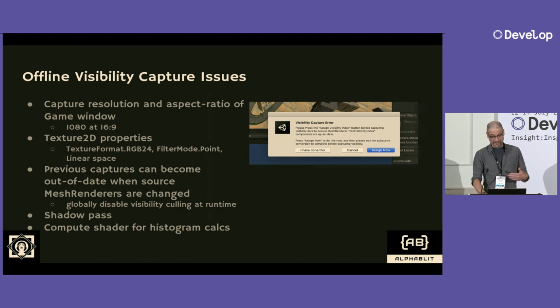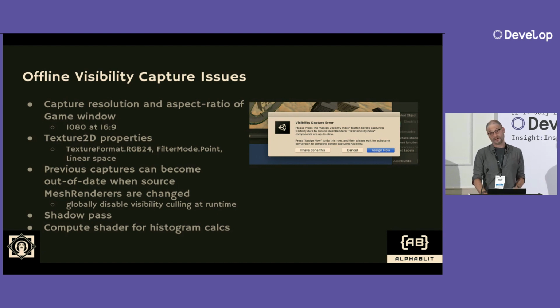Some of the issues you have to be aware of with this technique: make sure your capture resolution and aspect ratios are appropriate. With Texture2D properties, make sure you don't end up converting your color IDs into a different form, so use point sampling, and linear space color conversions can be a gotcha. Previous captures go out of date when content creators modify the source geometry, so make sure you have some way of detecting that and disabling the culling at runtime if that's the case. Just put up a big message like CRC mismatch.